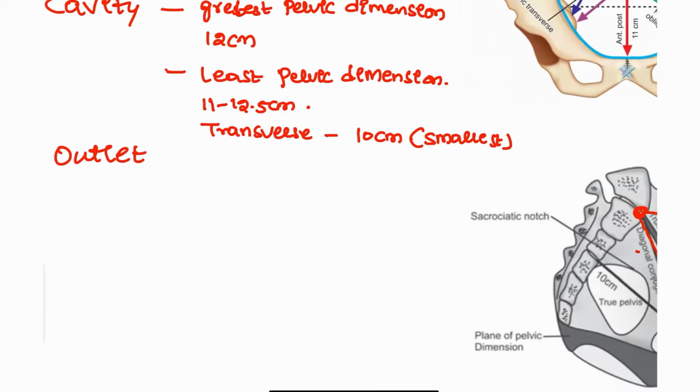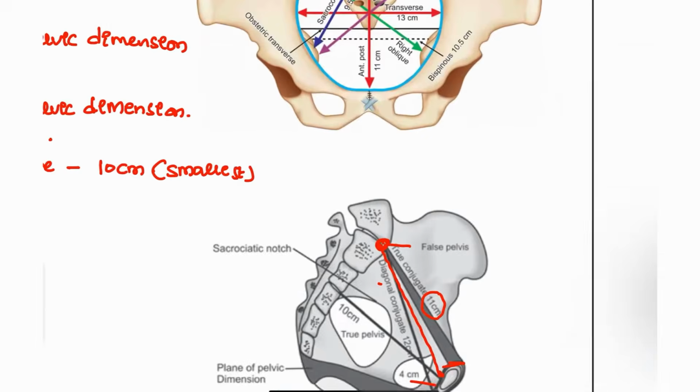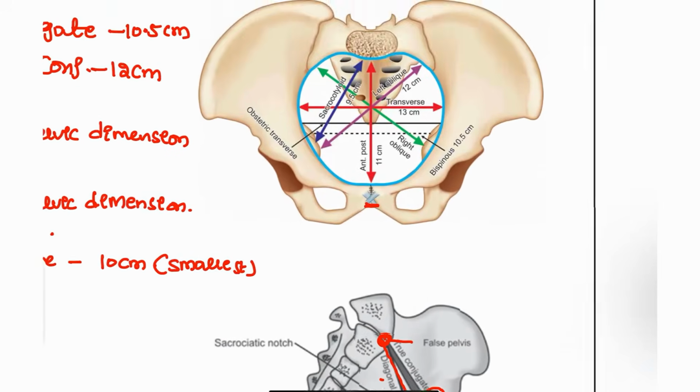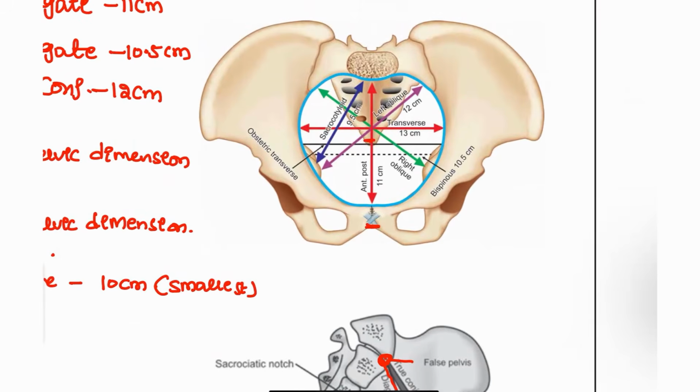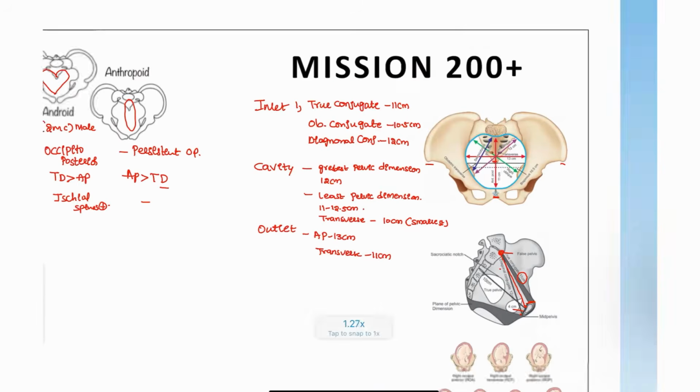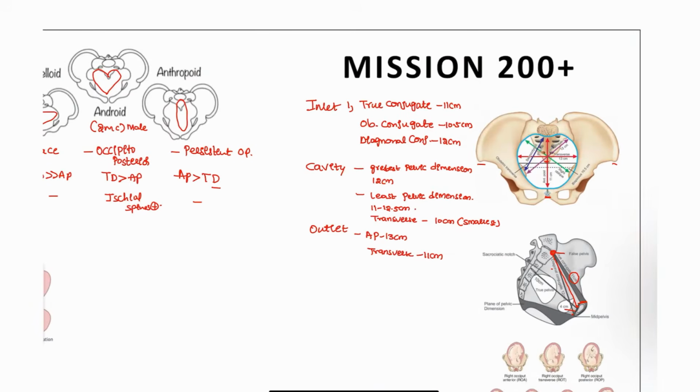The outlet is usually outside, right? So outside here, we are going to start at the pubic symphysis and then the tip of the coccyx, and also laterally the ischial tuberosity we are going to see. Next, the outlet: the important things that you have to remember are AP diameter around 13 centimeters and transverse 11 centimeters. Okay, these are the important measurements that you have to remember for this.